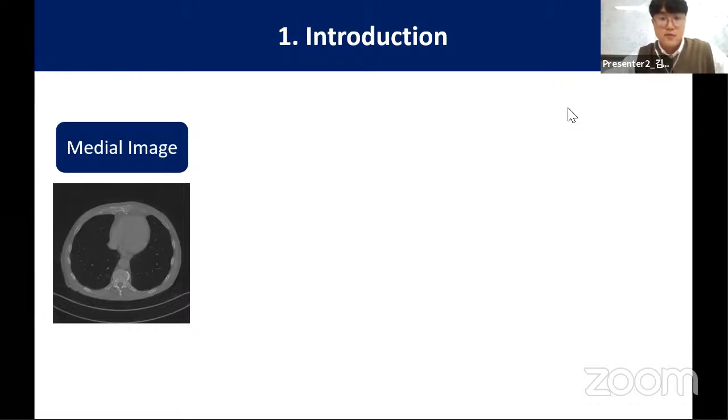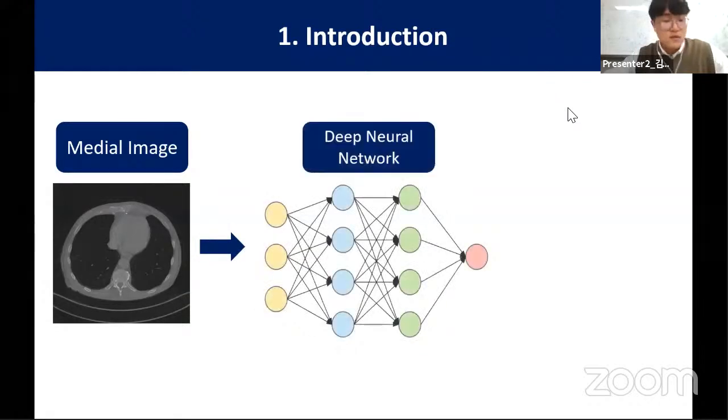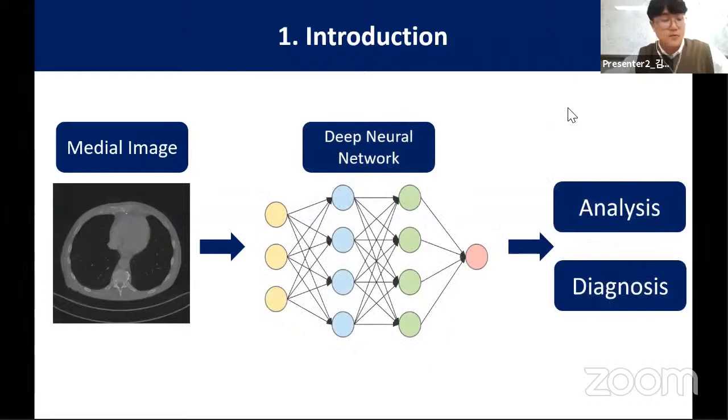Firstly, I briefly explain the procedure. Given medical imaging such as CT or MRI and so on, we can utilize deep neural networks to analyze or predict important information which is helpful for diagnosis. Then how can we conduct this?